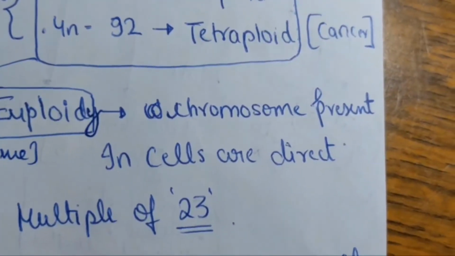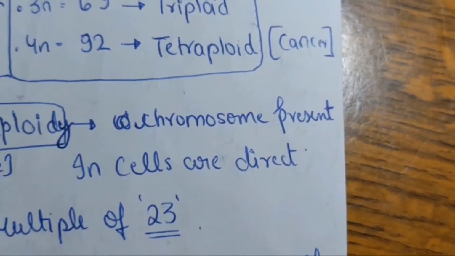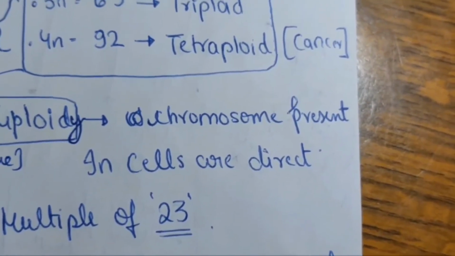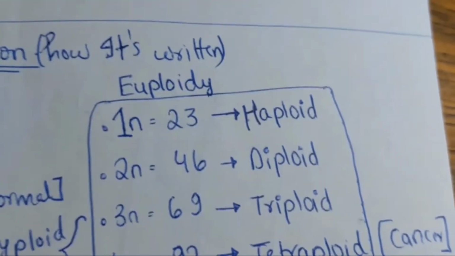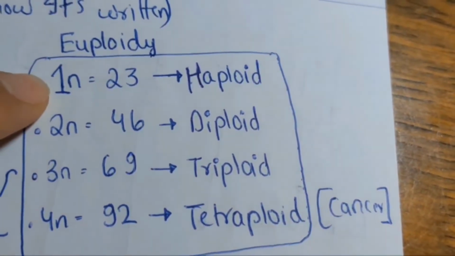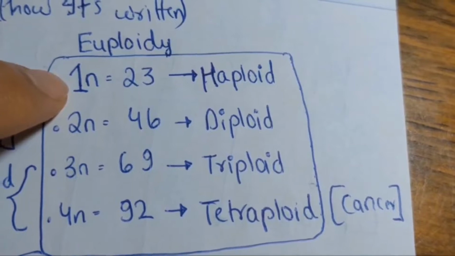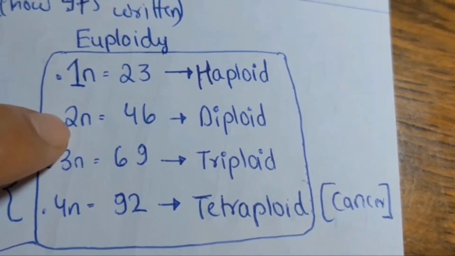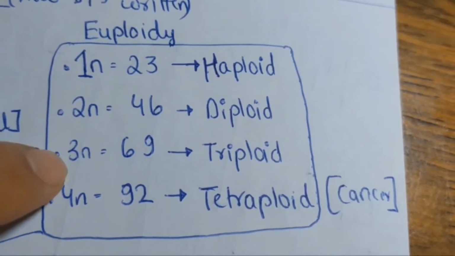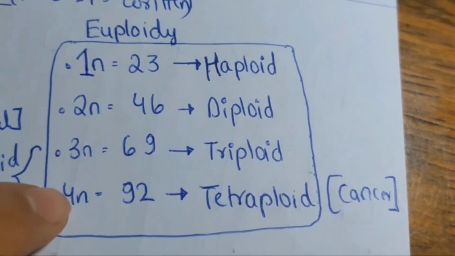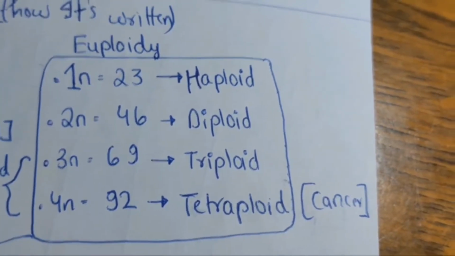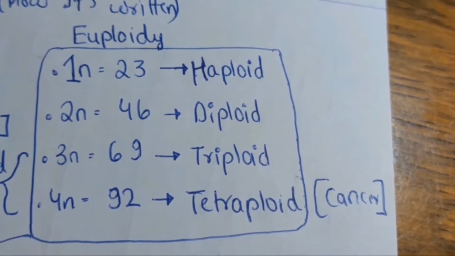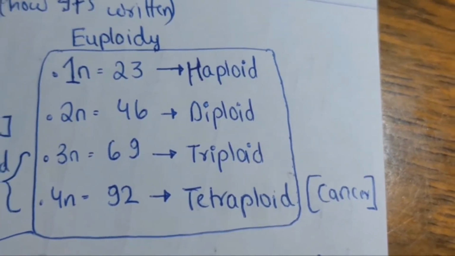Euploidy or euploid means true, eu means true. The definition is that the chromosomes present in a cell are a direct multiple of 23. For example, in a normal human cell, we have 23 pairs of chromosomes. So 23 in the gamete. Diploid is 2n, triploid is 3n, 69, and tetraploid is 4n, 92. All these are direct multiples of 23, so they are called euploid or euploidy.